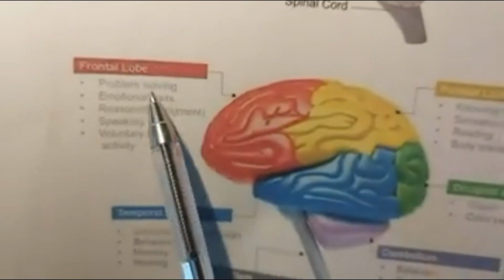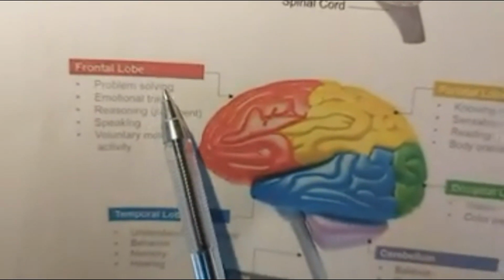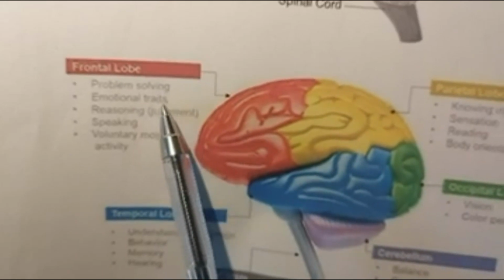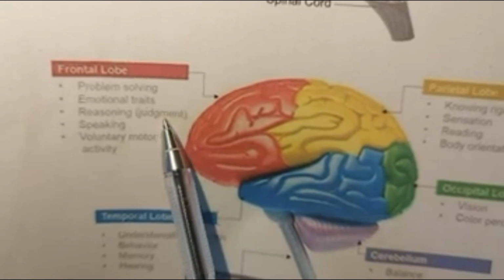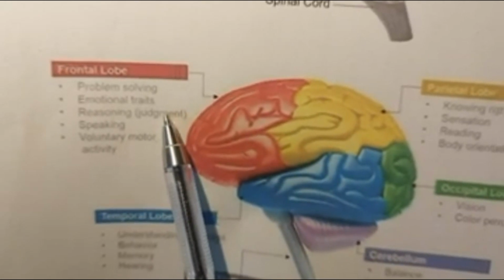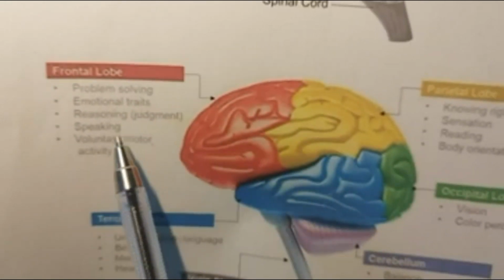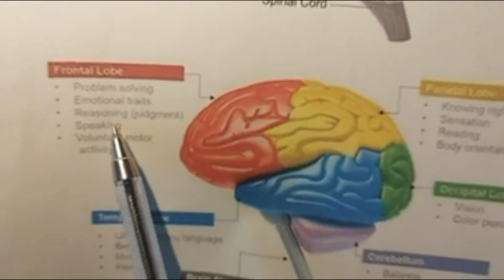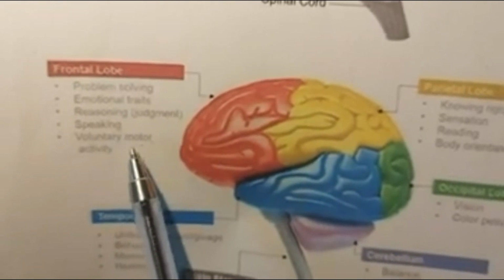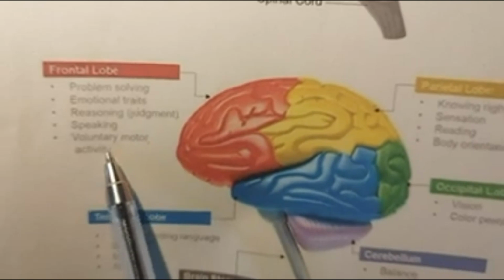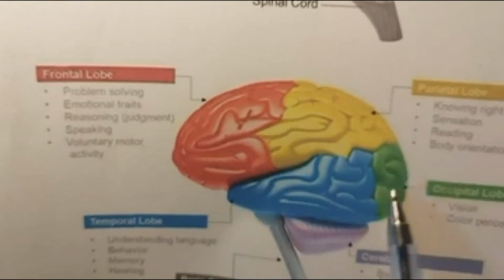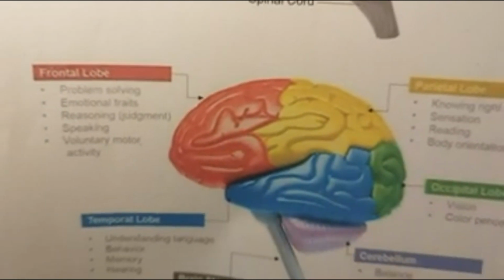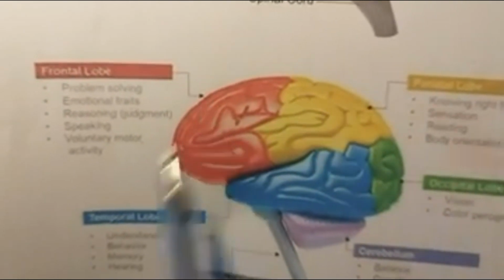The frontal lobe works for problem solving, emotional activities, judgment, making a judgment, making a reasoning, speaking, so our speech is controlled here, and voluntary motor activity. Remember, the important part of the forebrain is the cerebral cortex, that is the covering of this brain area, okay. So that's the frontal lobe.